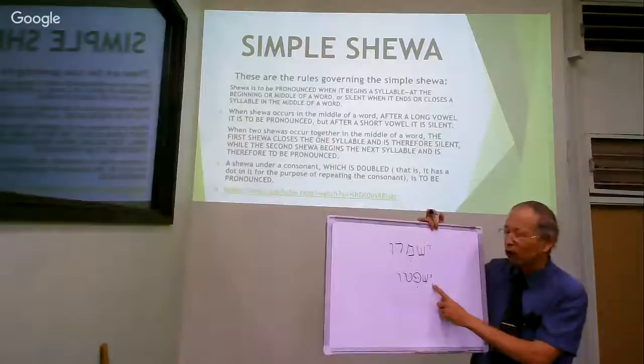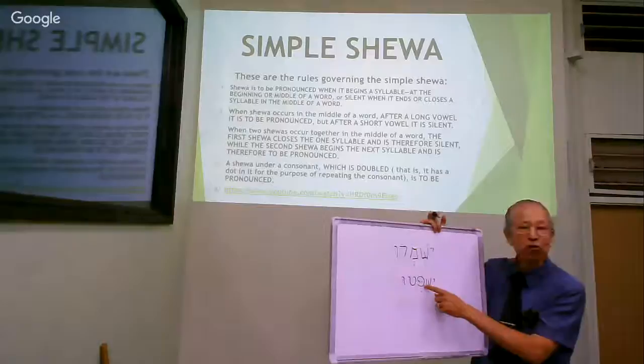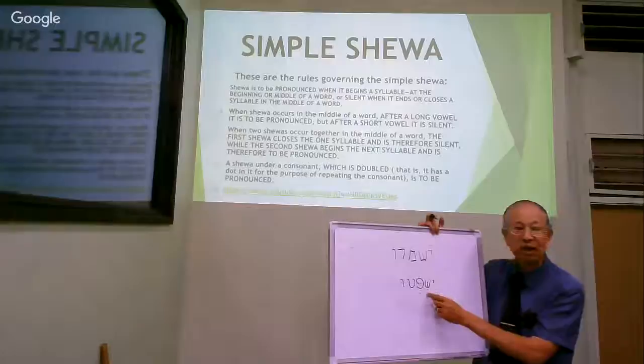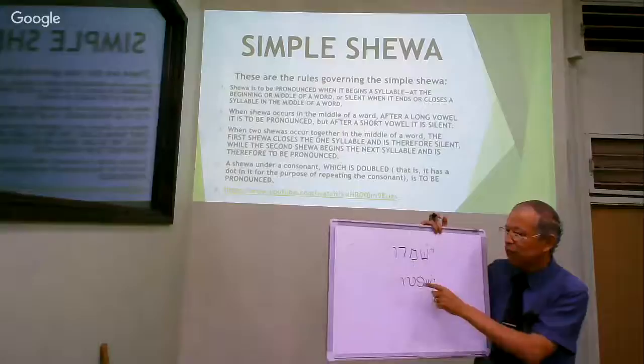But the second Shewa begins a new syllable. The syllable is pe, followed by the simple Shewa. So it is yish. This is silent. The first one is silent, but the second one must be pronounced. Yishpetu. That means they will judge.